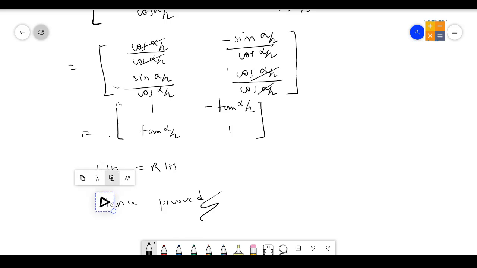So this is how we have to solve this question, question number 18 of this exercise 3.2. So in my next video, next questions will be discussed. Thank you.